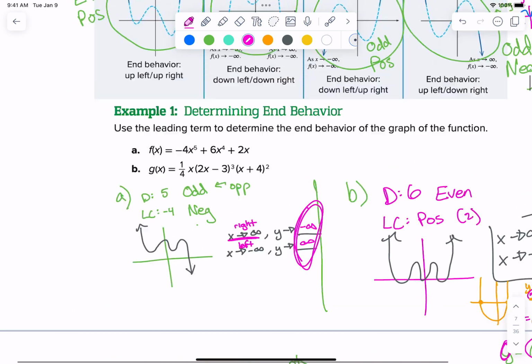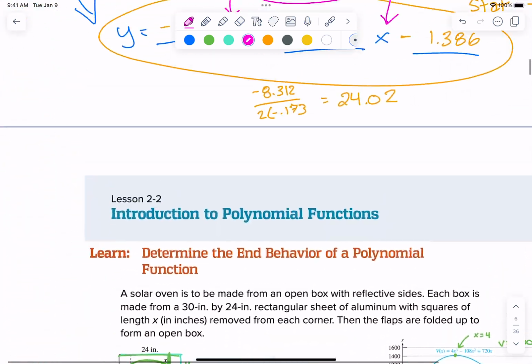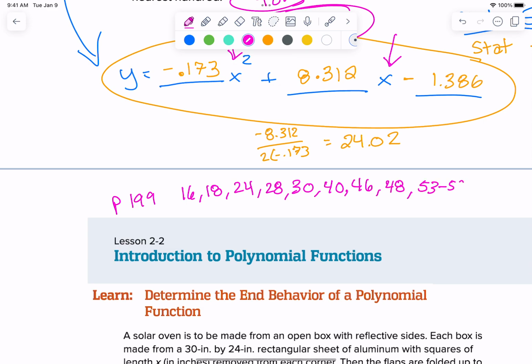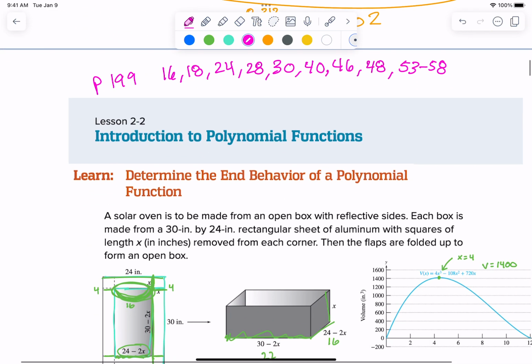I should probably write the homework problems down, because Connor might not have them. Page 199, 16, 18, 24, 28, 30, 40, 46, 48, and 53 through 58. And we can get through, I don't know, that's a lot. Identifying zeros and multiplicity of zeros.